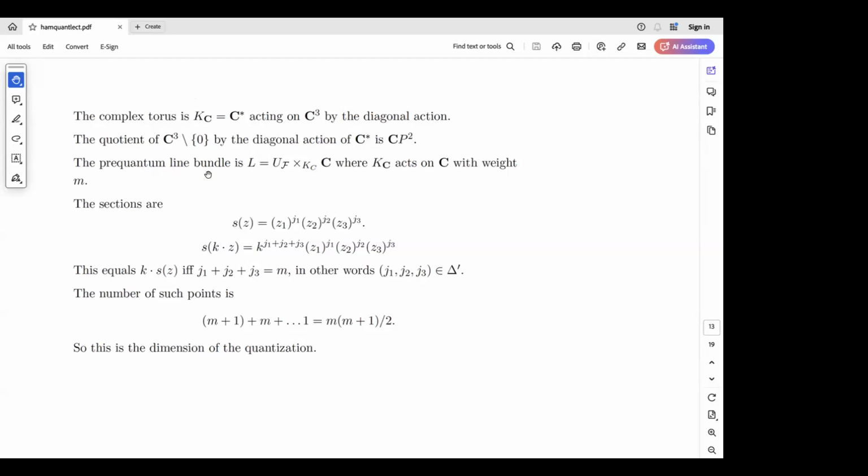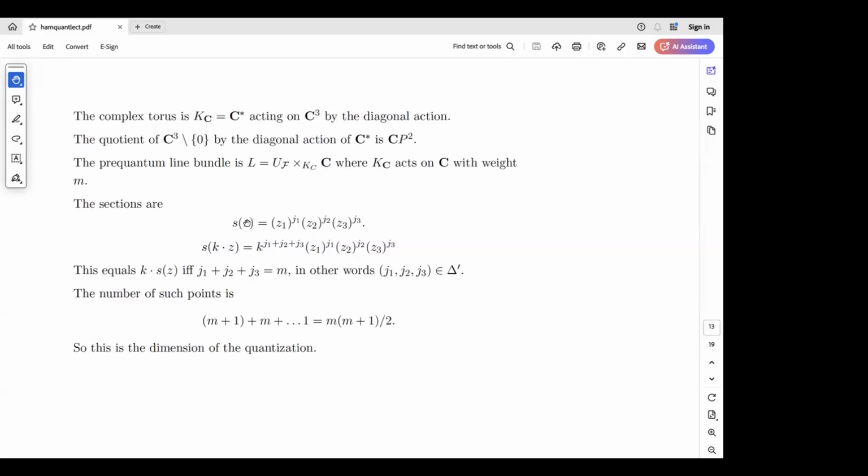The prequantum line bundle is, oh, this should be script L, that conflicts with previous notation. This should be script L, which is U sub F crossed with C, quotiented by the diagonal action of K sub C. So here, K sub C acts on C with the weight M.